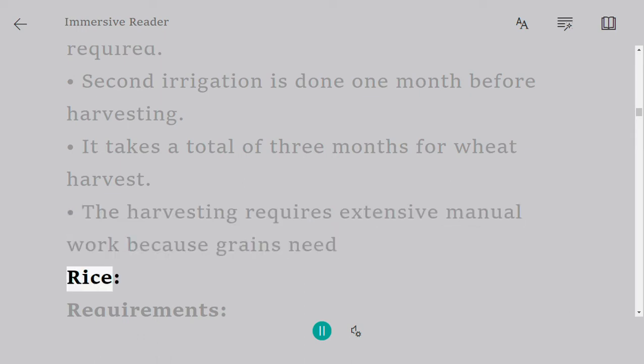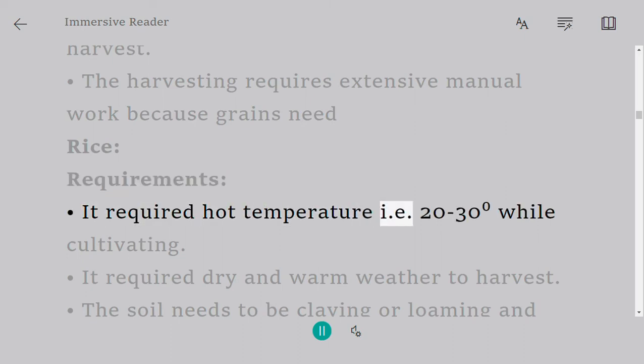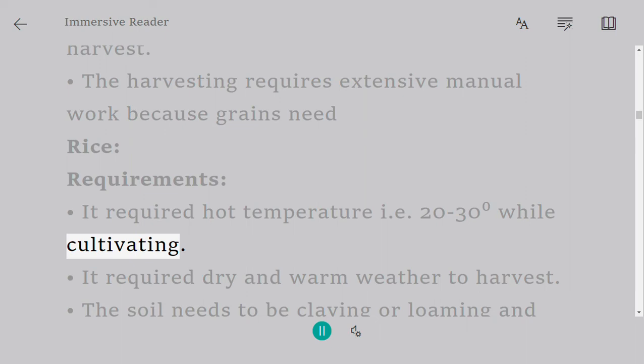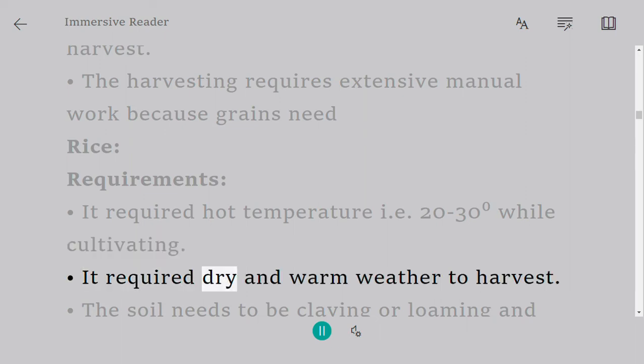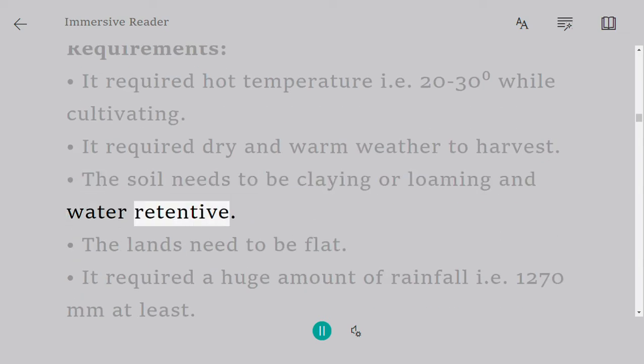Rice. Requirements. It requires hot temperature, i.e., 20-30 while cultivating. It requires dry and warm weather to harvest. The soil needs to be clayey or loamy and water retentive. The lands need to be flat.